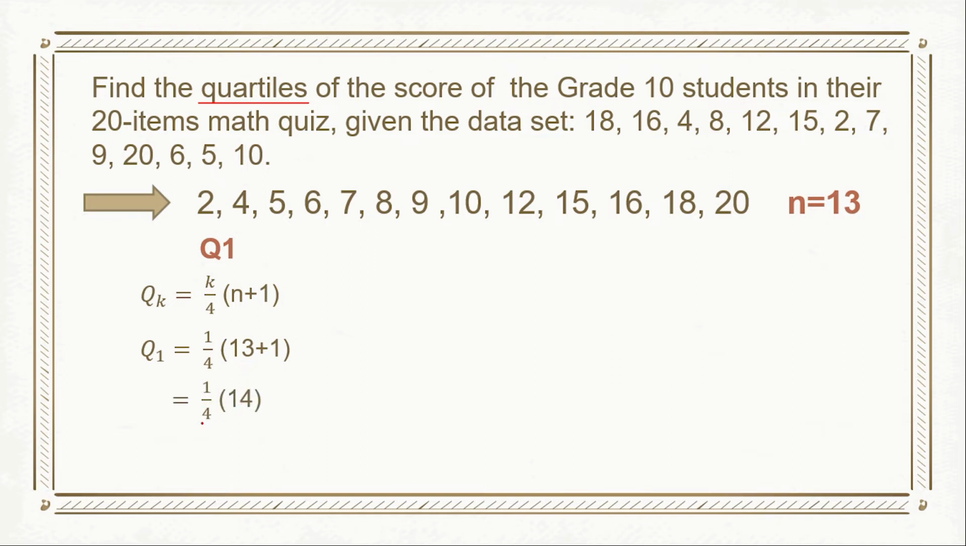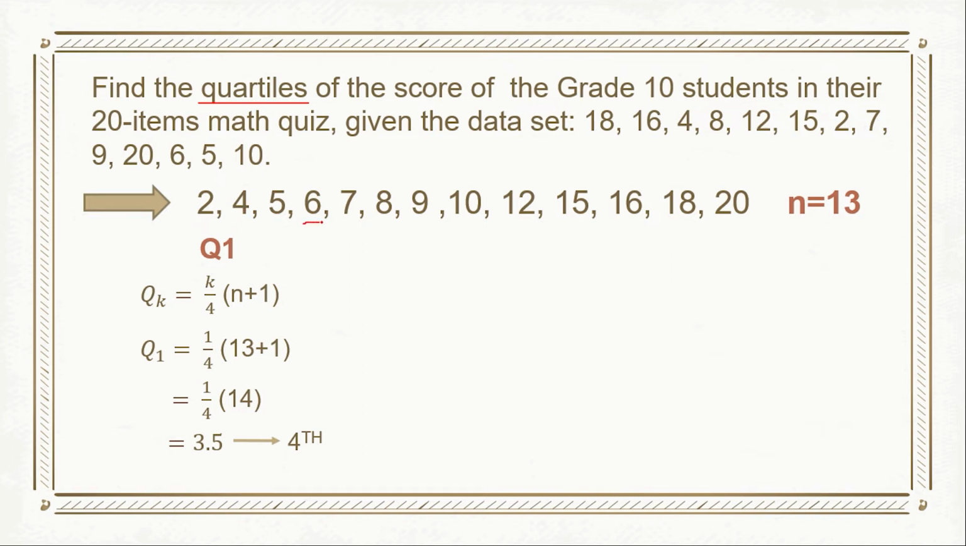So 1/4 multiplied by 14, we have 3.5, and we all know that Q1 is located at the left side of the distribution, therefore kailangan nating i-round up. So yung 3.5 natin dito is magiging 4. Therefore, ilulocate natin yung value ng ating Q1 or yung quartile 1 doon sa pang-apat. So, bilang tayo ng apat, we have 1, 2, 3, and 4.